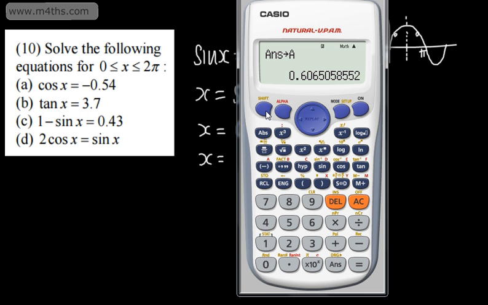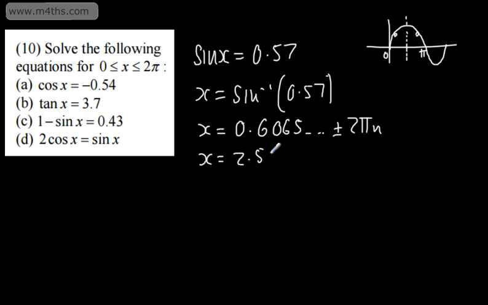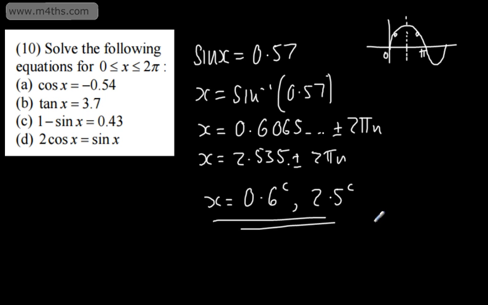Now we shift pi minus that, and that gives us 2.535. So let's write that: 2.535 plus or minus 2 pi n. So now we've got x is going to be equal to, again, I think this would be better to three significant figures, which would be 0.607, but to one decimal place, 0.6 radians, and then we can have 2.5 radians, or if you want three significant figures, 2.54 radians. Nothing else in there. Okay, let's look at the next one.